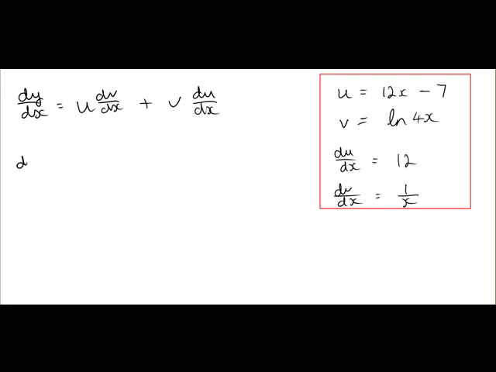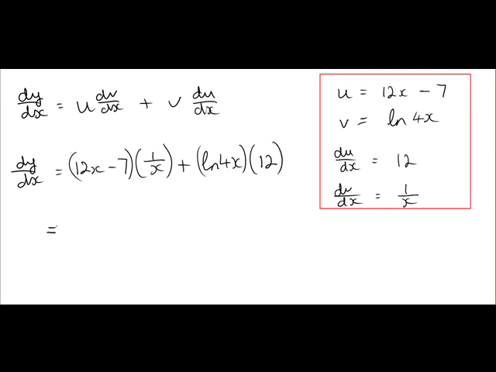So dy dx, that'll be equal to u times dv dx. So u is 12x minus 7 multiplied by dv dx, which is 1 over x. v is ln 4x, and that's multiplied by du dx, which is equal to 12.